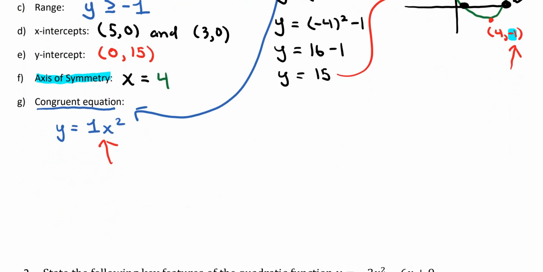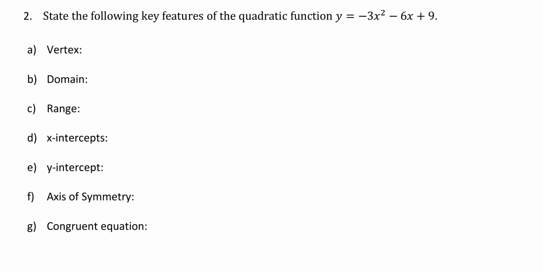Okay, let's move on to question number 2. Same kind of question, but now we're given the quadratic function. Remember, it's a quadratic function because we have a degree of 2. But this time it's not in vertex form, right? So we can't find the vertex right away. When it's written in this form, we definitely want to complete the square.